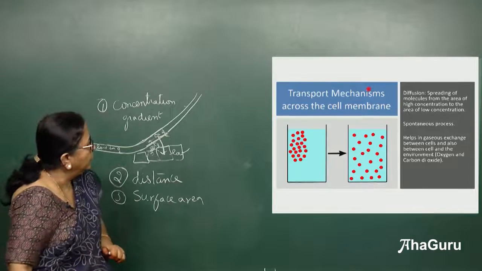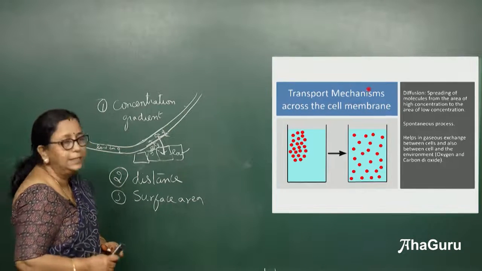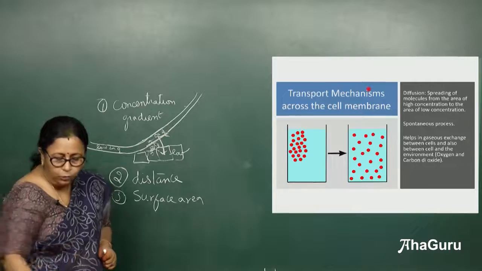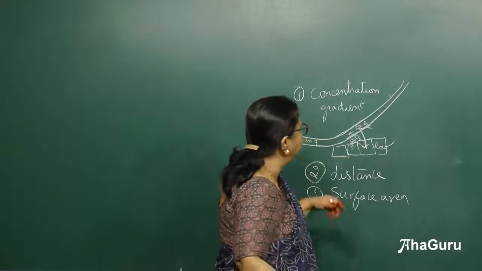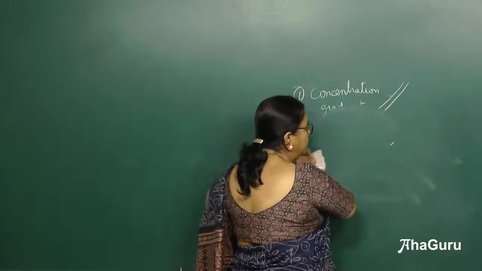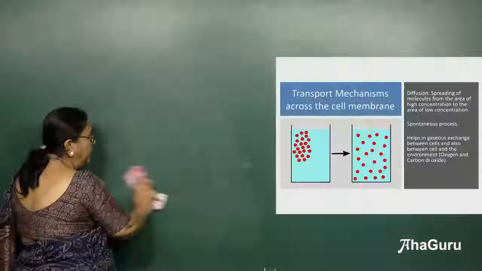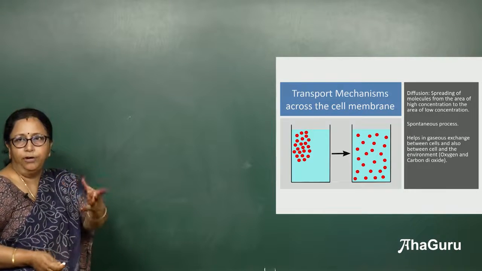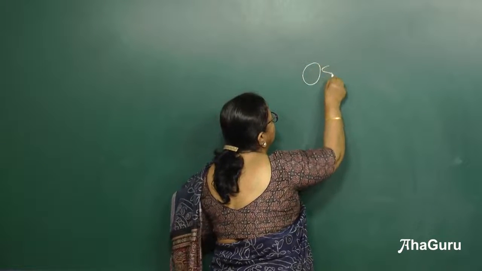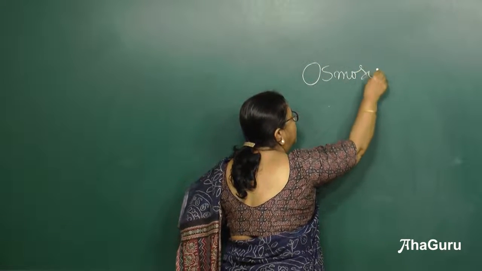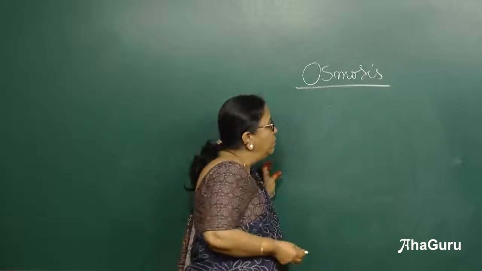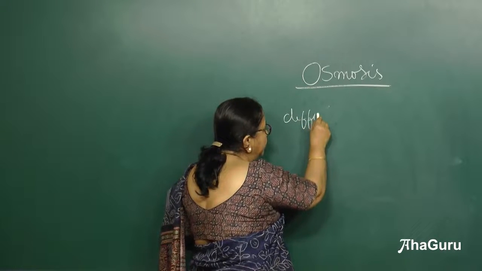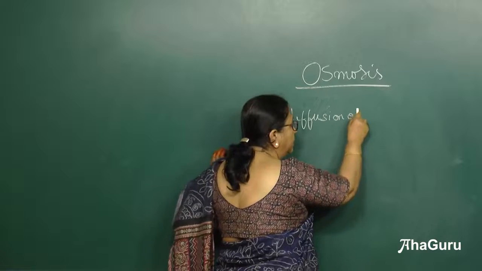So that's about diffusion. Mostly the gases generally enter and exit the cell through the process called diffusion. Then the next question comes: okay, gases come and go out like this, how about water? The entry and exit of water also happens through diffusion only, but there is a special word for it. We call that osmosis. So what is osmosis? Osmosis is nothing but diffusion of water. Okay, just remember it. It is just the diffusion of water.